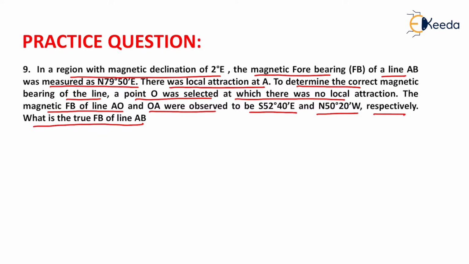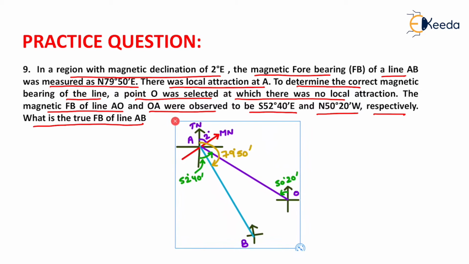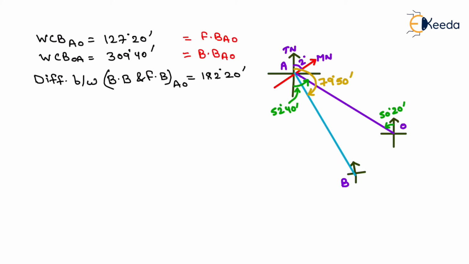Now we need to determine the true forebearing of line AB. According to the question, the diagram will be like this. That is station A, that is station O, and that is station B. Now, whole circle bearing of AO will be equals to 180 degree minus 52 degree 40 minute. It will be equals to 127 degree 20 minute. That will be the forebearing of AO. Now, whole circle bearing of OA will be equals to 360 degree minus 50 degree 20 minute. It will be equals to 309 degree 40 minute. That will be the back bearing of AO.